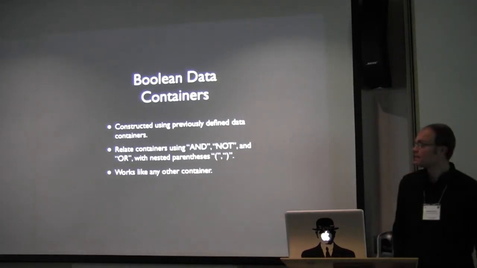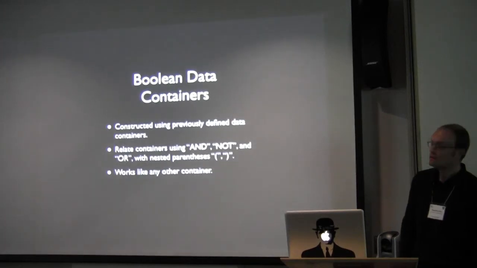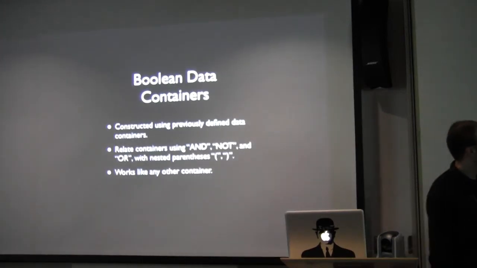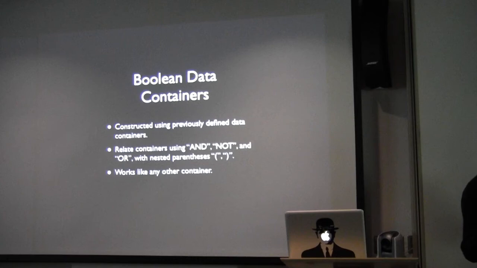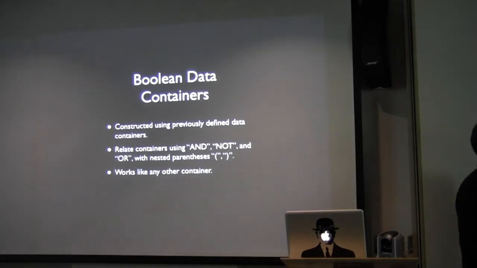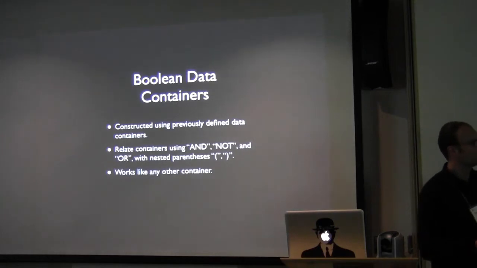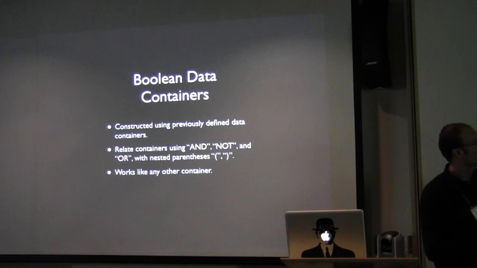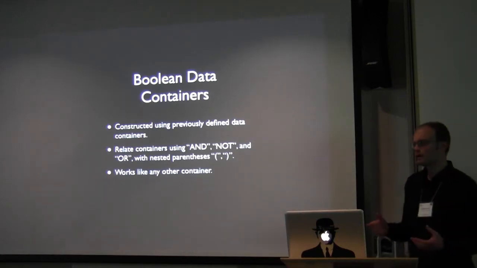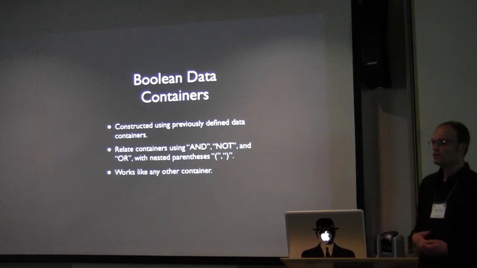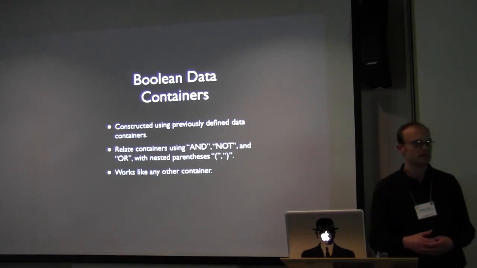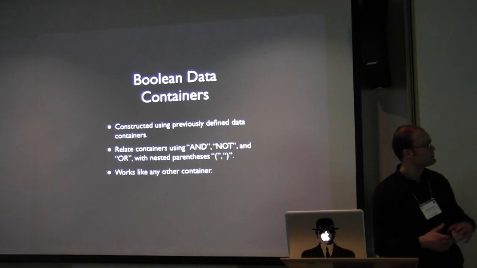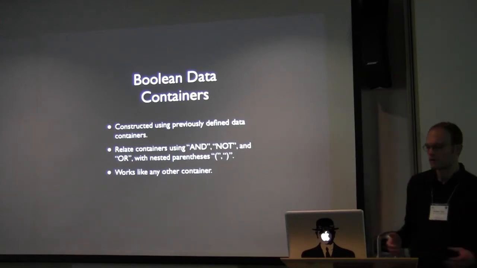So what are Boolean data containers? These are containers that are built by relating already defined data containers. And they are related using the standard Boolean relations of and, not, and or. And you can have nested logic. And once you've defined it, it works like any other container. So you can use quantities on it. You can save it to the hierarchy like I showed you in the last slide. You can pull particles and things out of it.